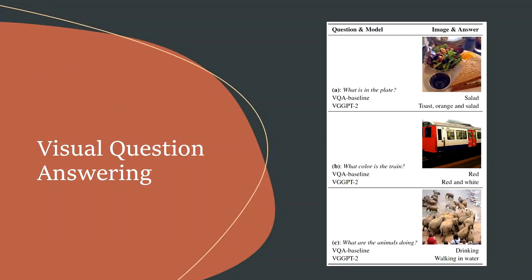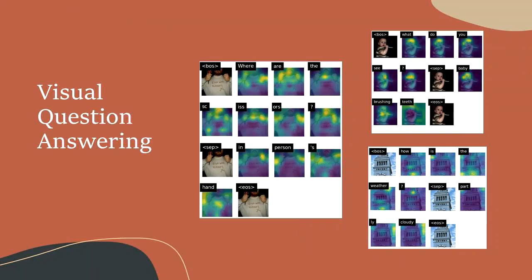Although there isn't much time to delve into a qualitative analysis of the answers produced, this slide shows some sample questions and answers produced by both the VQA baseline and VGGPT2 for comparison purposes. We see that the answers produced by VGGPT2 are more descriptive than those produced by the VQA baseline, while also remaining more accurate. We also visualize a few of our attention maps here, demonstrating the ability of the model to identify salient aspects of the images in order to answer questions correctly.